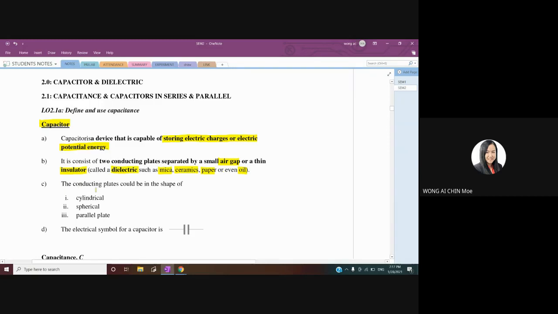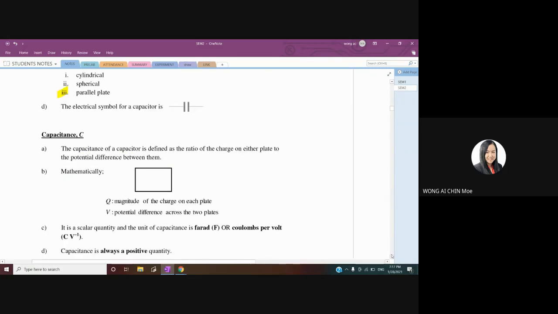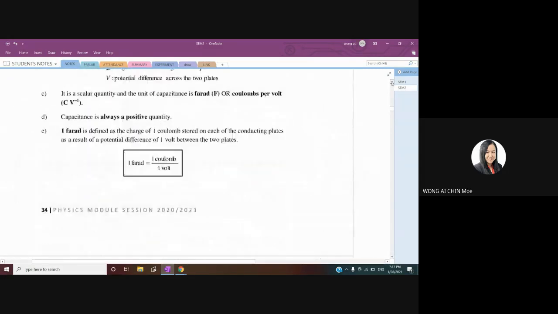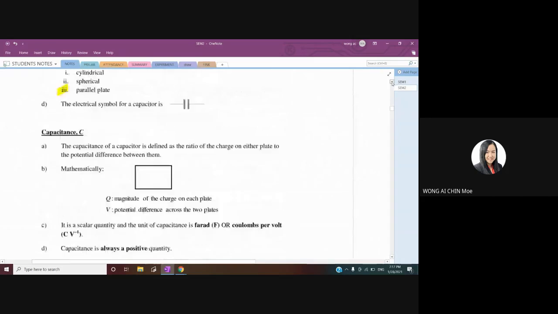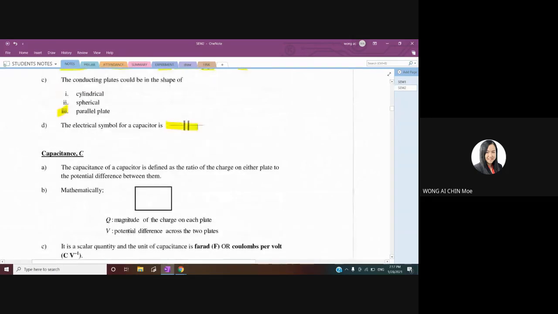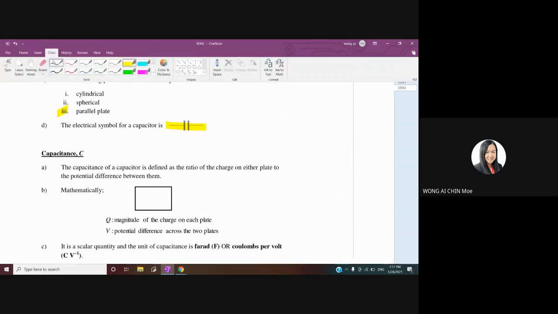Okay, so the conducting plates could have different shapes. We have 3 shapes: cylindrical, spherical, and also parallel plate. Usually in our syllabus we will use a parallel plate. Okay, so this is the symbol for the capacitor. If you want to draw the capacitor, this is the symbol. Okay, next we will learn capacitance.